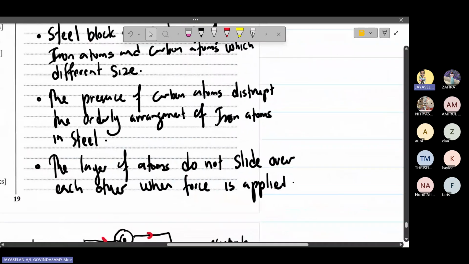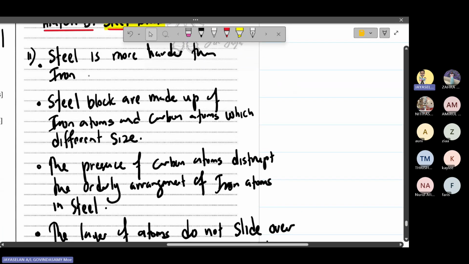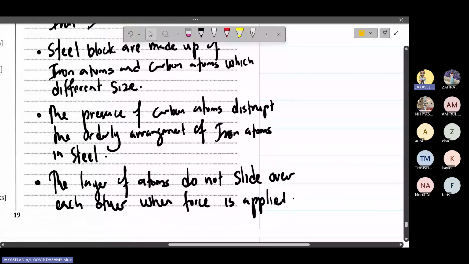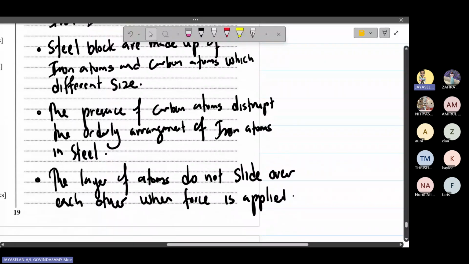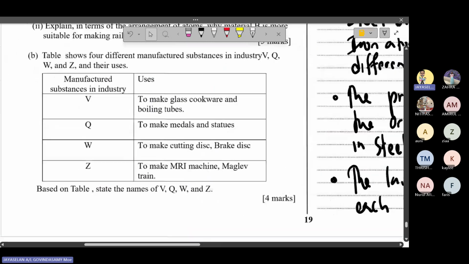Again, now look at why. Each other when force is applied. Thus, steel is other than iron block. Itu tak payah tulis because you already right here. Understand? Any question, guys? Alloy, glass, all understand, right? Jangan salah. Okay, after this, I go to ceramic. I want to finish up the ceramic also.